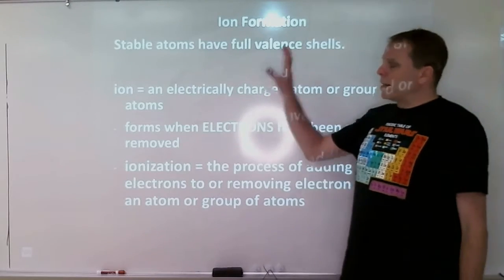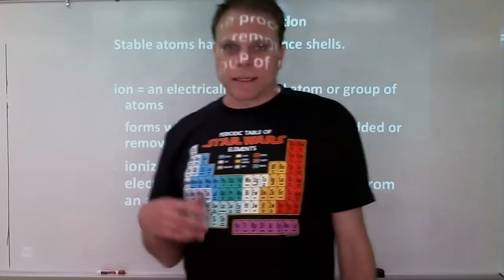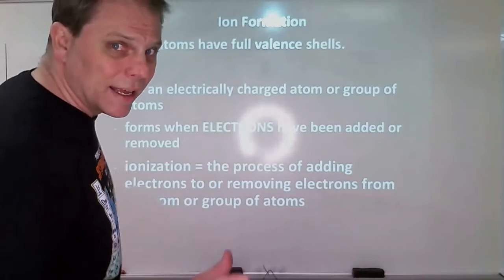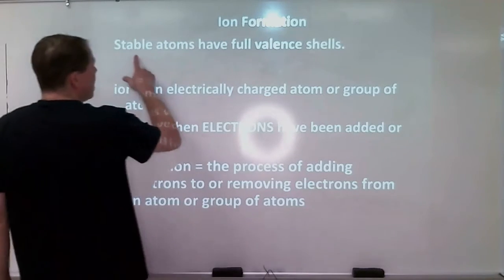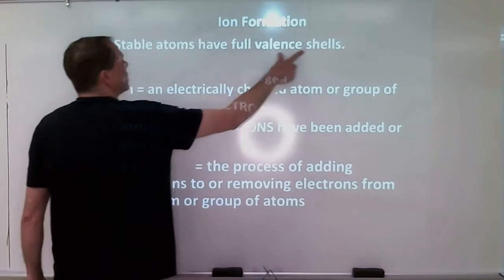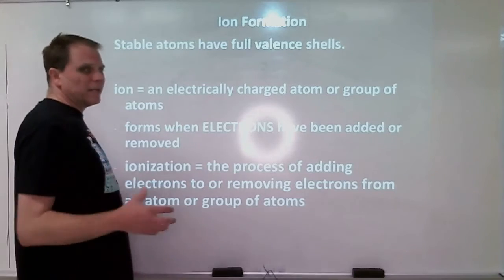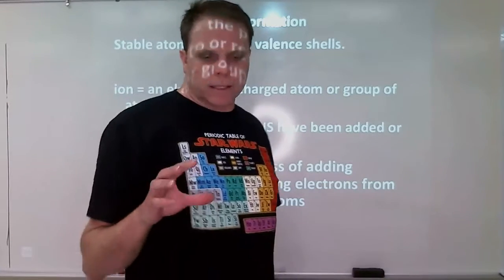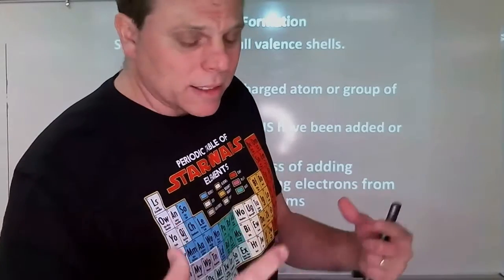So, first of all, an ion is an atom that has either lost or gained electrons, and so they are trying, typically, to get full valence shells. The reason that ions form is because they are trying to get to a full valence shell, because they like full valence shells, because it makes them more stable.